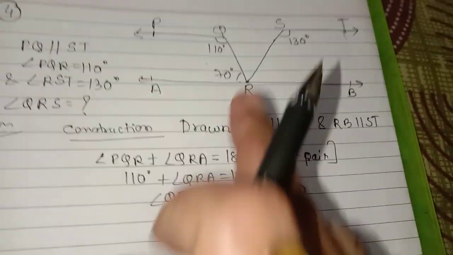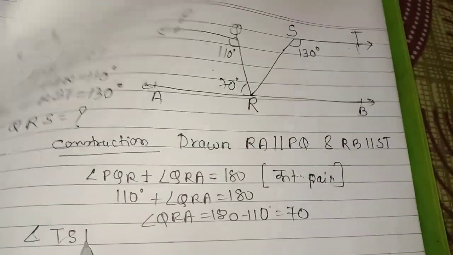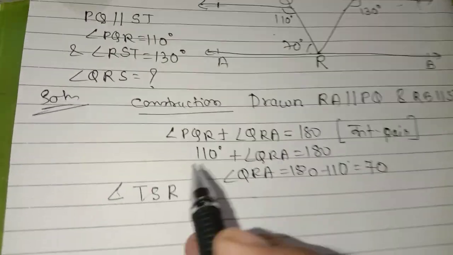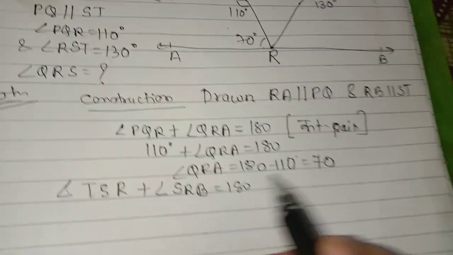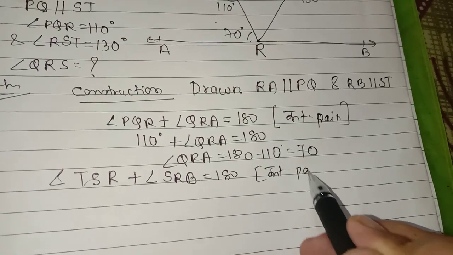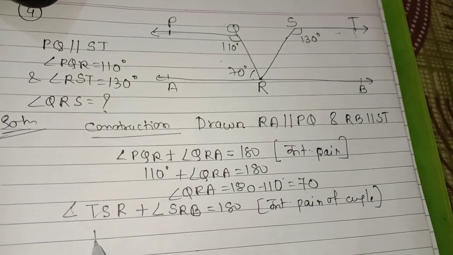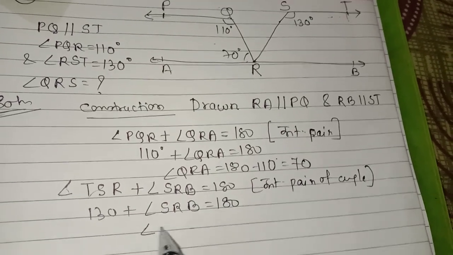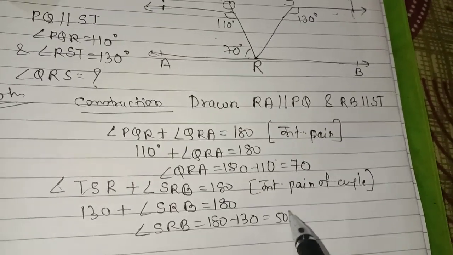In the same way, we are moving towards the right side now. So on the right side, we will write here angle TSR plus angle SRB is equal to 180. It is what? Interior pair of angles, same region. So TSR is given as 130, plus angle SRB is equal to 180. So angle SRB is what? 180 minus 130, that is equal to 50 degrees.